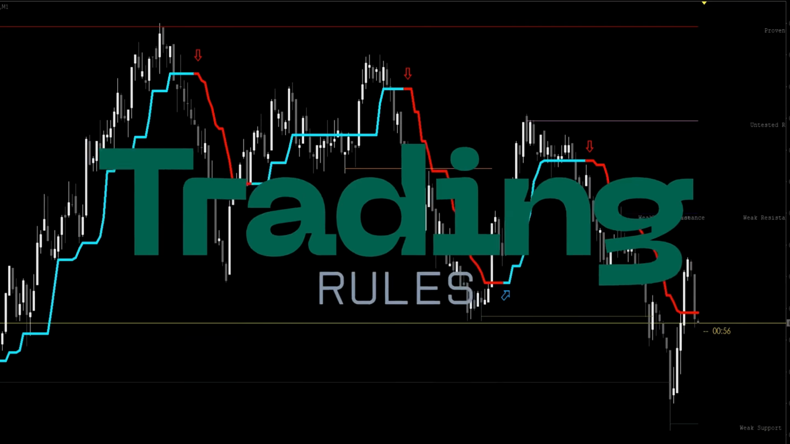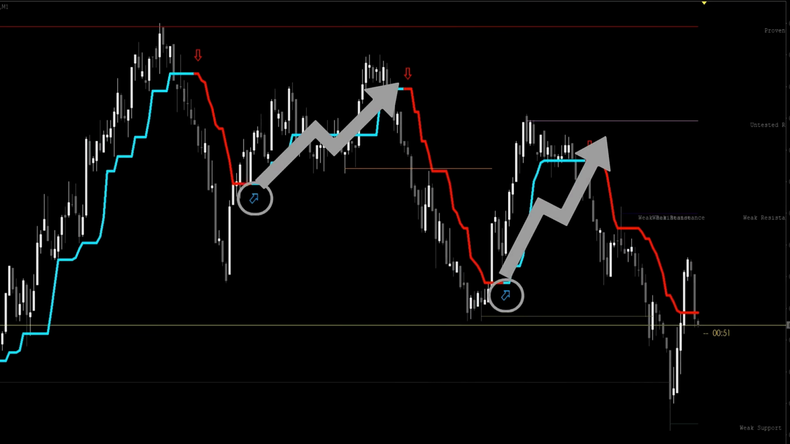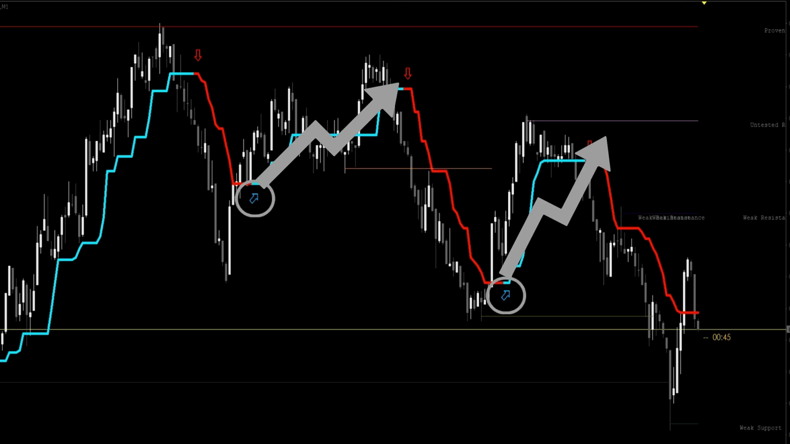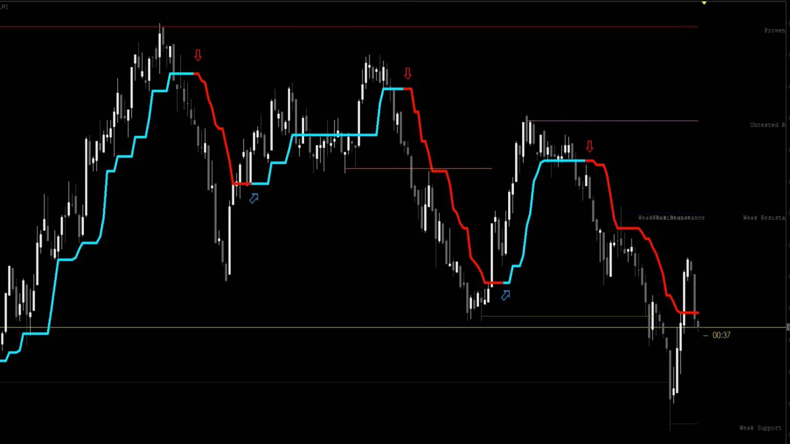All right, let's break down how this works. This is a classic trend-following indicator. It keeps things simple. When you see an up arrow, the trend is bullish, meaning we expect prices to rise. When you see a down arrow, the trend is bearish, meaning prices are likely to drop. But wait, do not take every single arrow you see. That is how amateurs lose money.